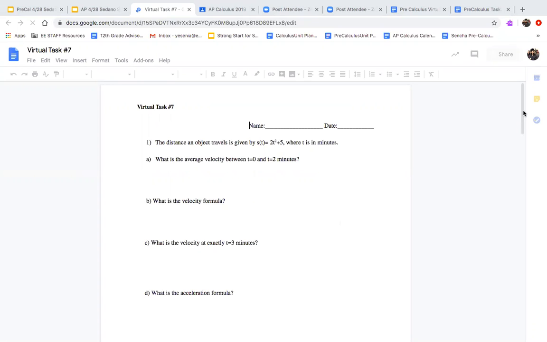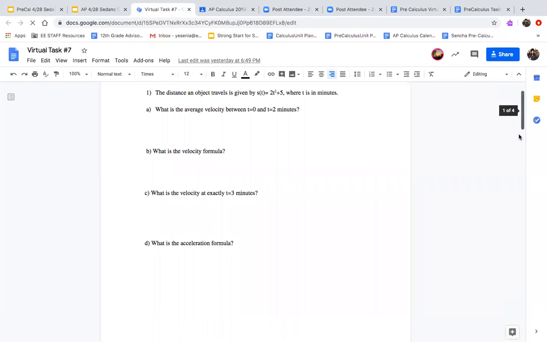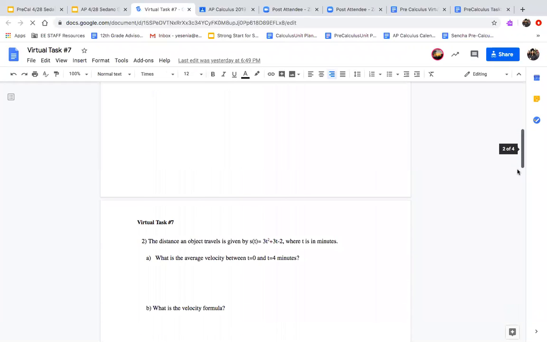Let me just let this load. So this is what the assignment looks like. You're going to be given a distance function, and you're going to be asked things about average velocity, what is the velocity formula, what's the velocity exactly at 3 minutes, what is the acceleration formula. So hopefully by the end of today's meeting, we'll kind of know the answers to these questions.